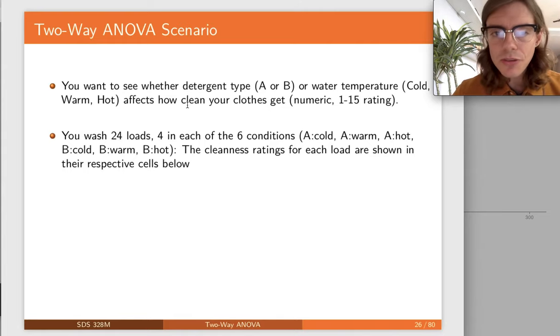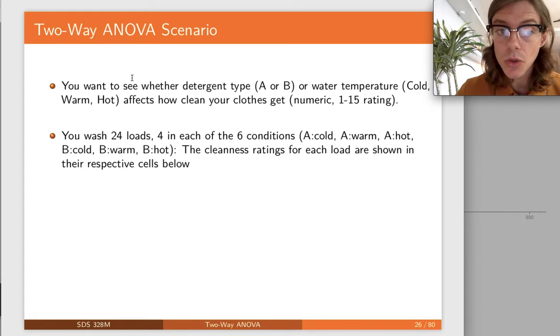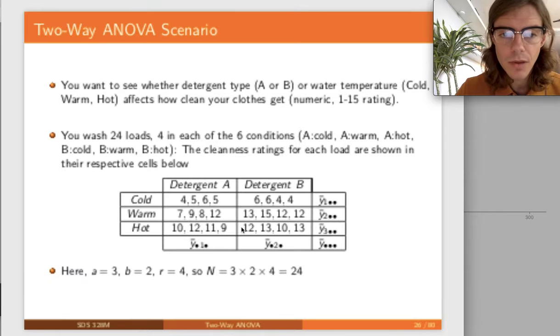Let's say you wash 24 loads of laundry, and you wash 4 loads in each of the 6 conditions, because there are 6 conditions. There's A and B detergents, and then there's cold, warm, and hot. So you'd say detergent A in cold, warm, and hot, and then detergent B in cold, warm, and hot. So if you do 2 times 3, you end up with 6 possibilities. A cold, A warm, A hot, B cold, B warm, B hot, right?